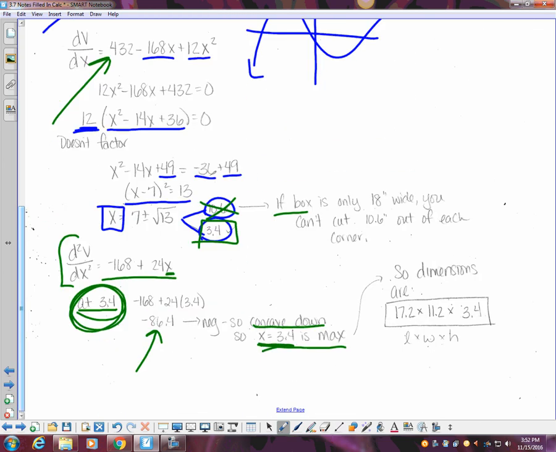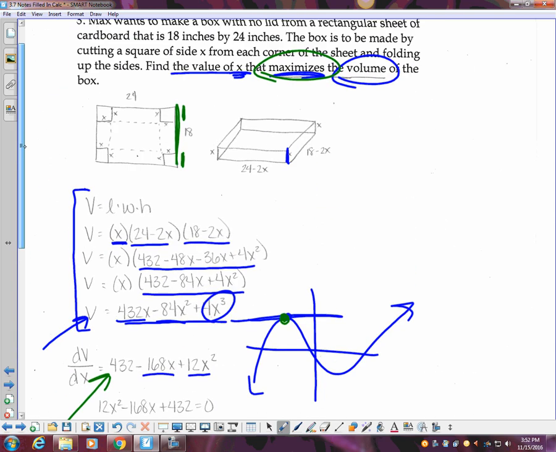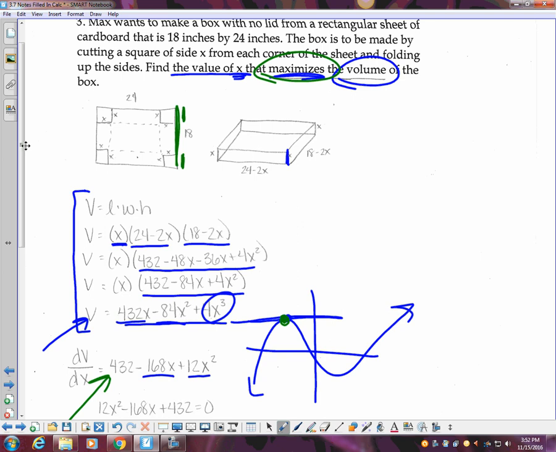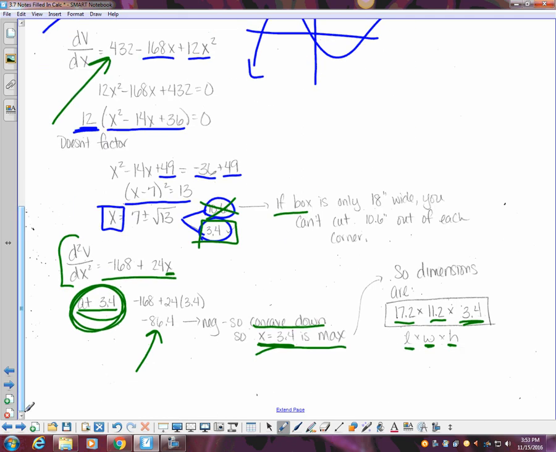So if x is 3.4, and I did length, width, height. So 3.4 is there. And then to get the length and the width, one of them was 18 and one of them was 24. But it's not just 18 minus one of the corners. Remember, it's 18 minus 2x and 24 minus 2x. So that's where these two numbers came from. So length by width by height.